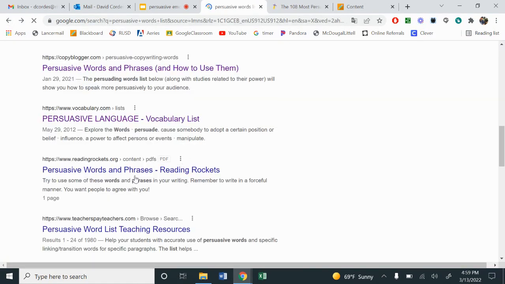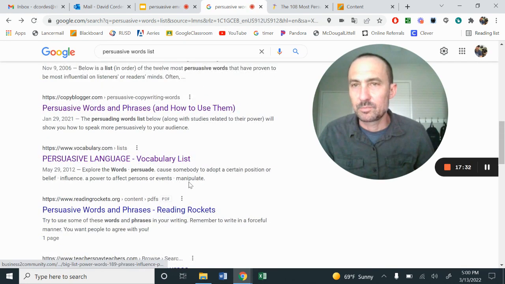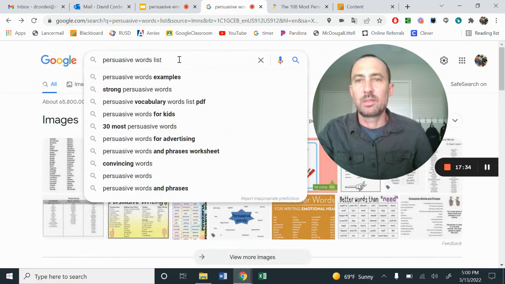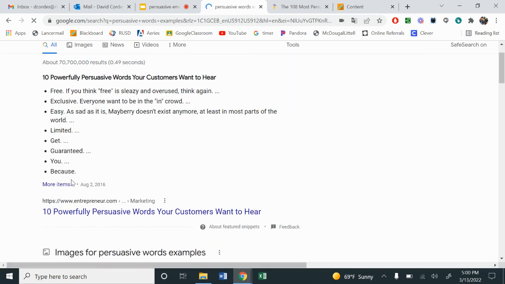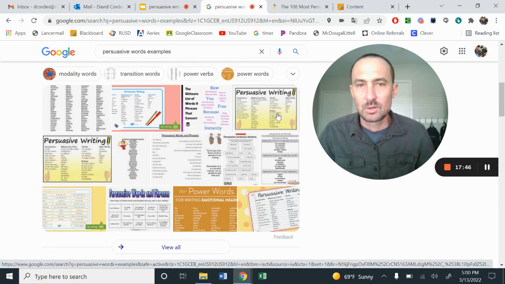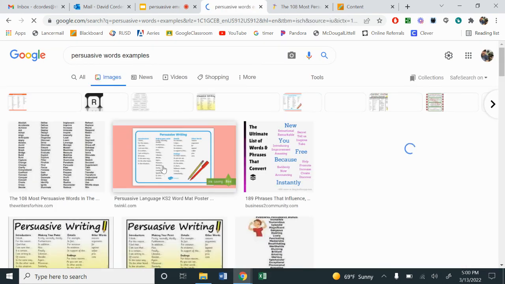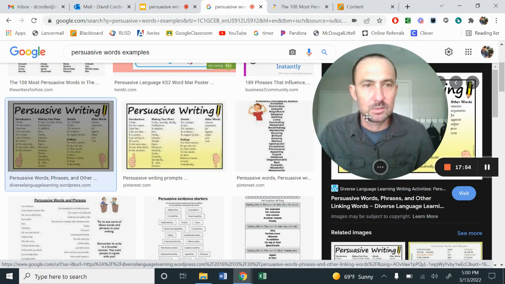Let's go back again. Ooh, no, that's not it. All right, actually, let me try this. Persuasive word examples. Limit, guarantee, because. Those are some of our strong words. Persuasive in writing. Oh, I like this little activity. Let's look at this one. Ooh, maybe this might even work.